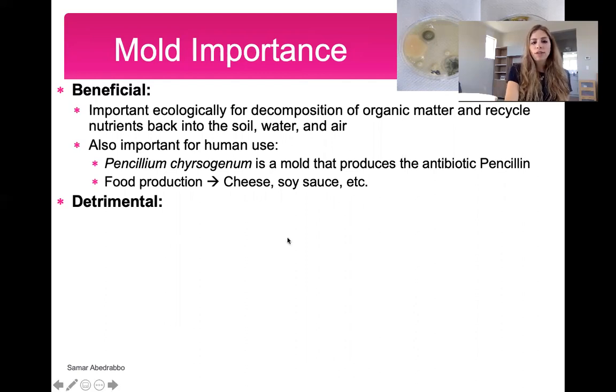They're also important for human use. One of the first antibiotics discovered is penicillin, and penicillin comes from a mold called Penicillium chrysogenum. So that's where we got our first antibiotic. And this story is really cool.